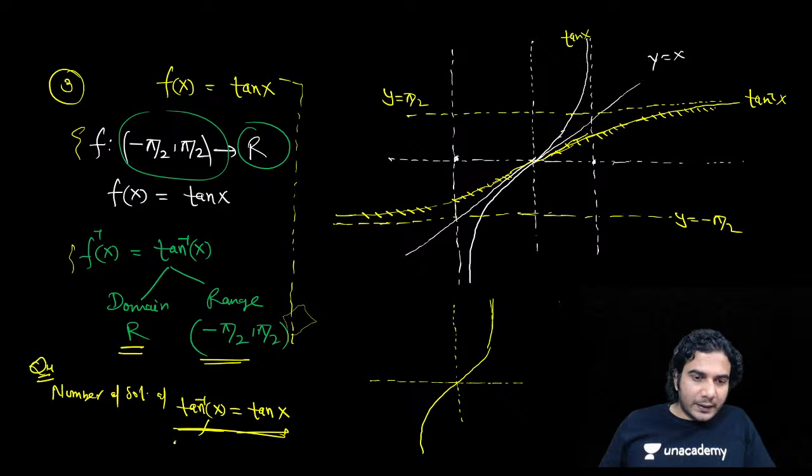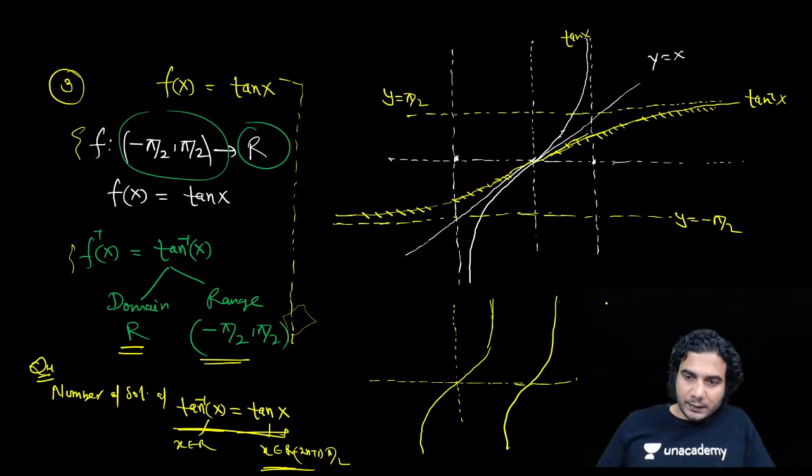Domain of this is R, right? x belongs to R. And the domain of this function is x belongs to R minus odd multiples of pi by 2. So the common domain is this, right? So this will be the domain. So that means you can draw the full graph of tan x, okay?